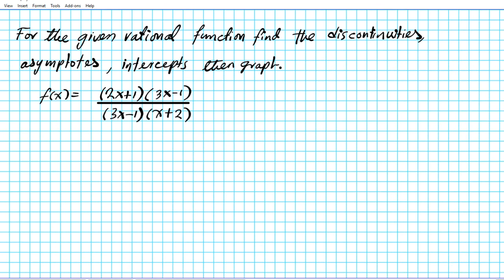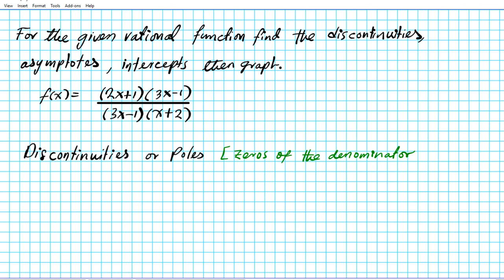Alright, we're going to start out by looking for the discontinuities. The discontinuities of a rational function are also known as the poles of that function. Now, how do you find the discontinuities? You simply find the zeros of the denominator. So finding the zeros of the denominator will determine the discontinuities or poles of the function.